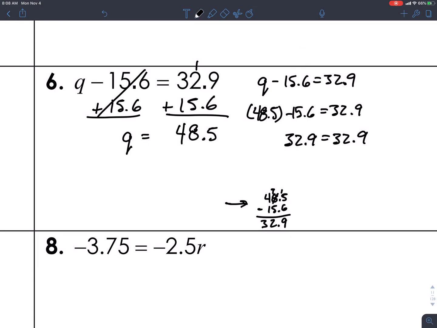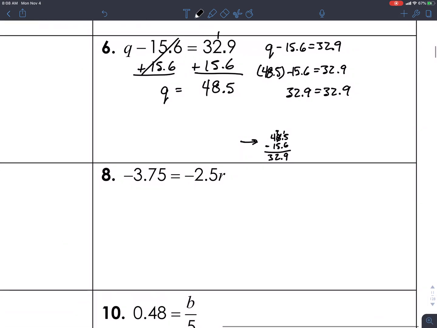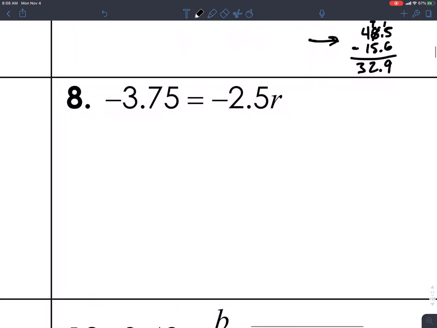Notice, nothing over here on this right-hand side changed. That 32.9 stayed the same. It never changed. The sign didn't change. The amount didn't change. It doesn't change unless you physically do an inverse operation to do something to it. So don't just change your answers to make them match. If you have to change an answer to make it match, you've done something wrong and you've immediately got the problem wrong. Okay? So here we are with a multiplication problem.